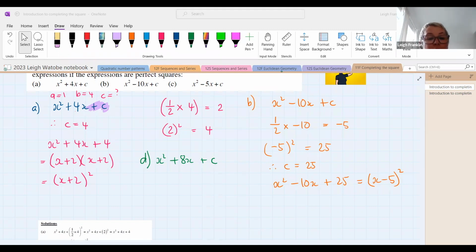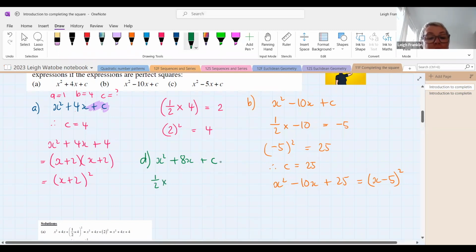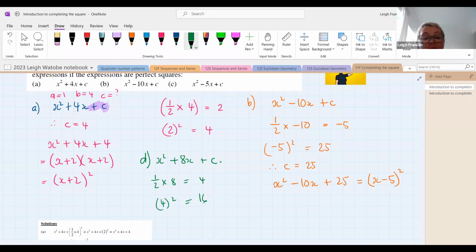So you all went half of 8 is 4. I'm going to take 4 and square it, and it gives me 16. So that means that c is equal to 16. Beautiful. Well done, everybody. So there we go. We're starting to complete the square already. We're just going to go on. Yes, and it could be written as x plus 4 times x plus 4. Good job.